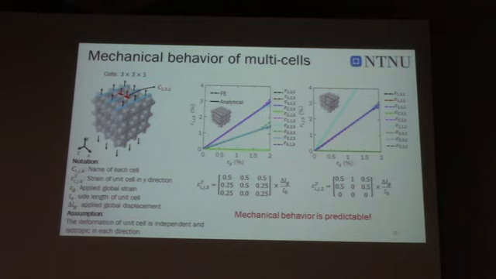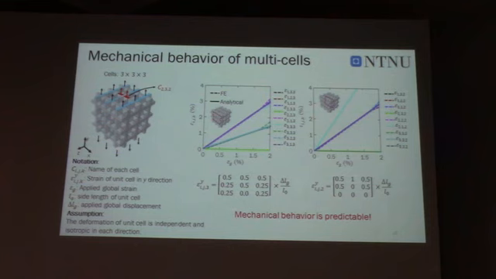And the reason why it's accurate is that I made some assumptions based on observations of the physics. I assumed that the deformation of unit cells is independent, and that it should be isotropic in each direction. So at least in the elastic region, it works very well. That tells me that with this kind of mechanical metamaterial, we can not only predict the unit cells, but if we combine them into multi-cells, the mechanical behavior of every material point is predictable.